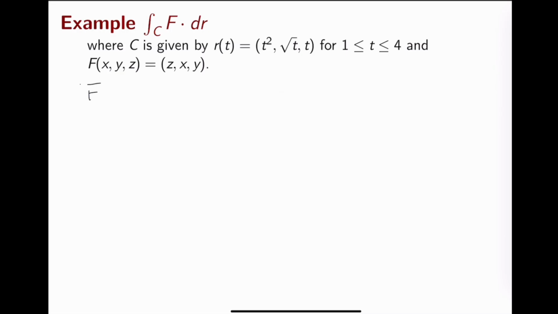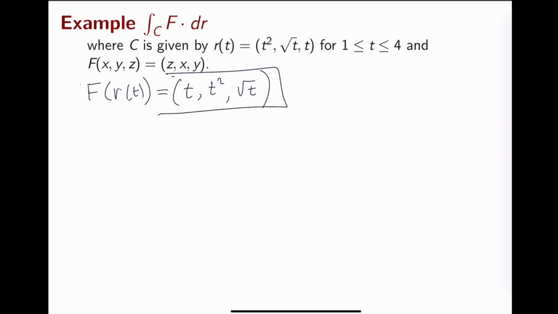Let's evaluate the vector field F at the curve. The vector field is this one, right? So the first component is z. Plugging in z here will be just t. The second component is just x. X is t squared. And the third component is y, that in this case is square root of t. Okay, so we got the vector field evaluated at the curve. This is the first of the vectors that we need for the dot product.